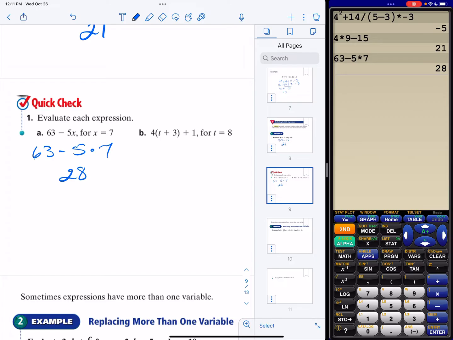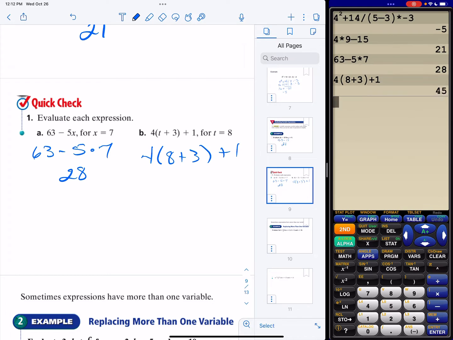Now B says 4 times the quantity, t plus 3, plus 1. Okay, so really it's t plus 3, times 4, plus 1 is what we're looking for. So to evaluate this, we're going to do 4, parenthesis, well, my value of t is 8, plus 3, close parenthesis, plus 1. So we know the calculator is going to do the 8 plus 3 first, then multiply by 4, then add 1 to it. That's based on order of operations. But we type it in as 4, parenthesis, 8 plus 3, close parenthesis, plus 1, enter, and you end up with 45 as your value.